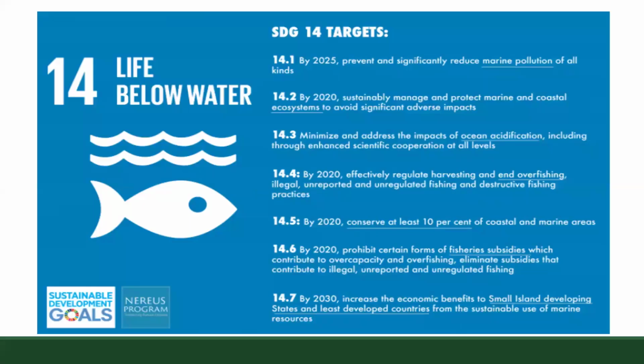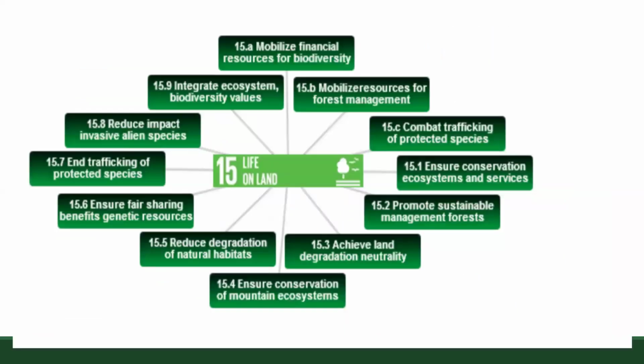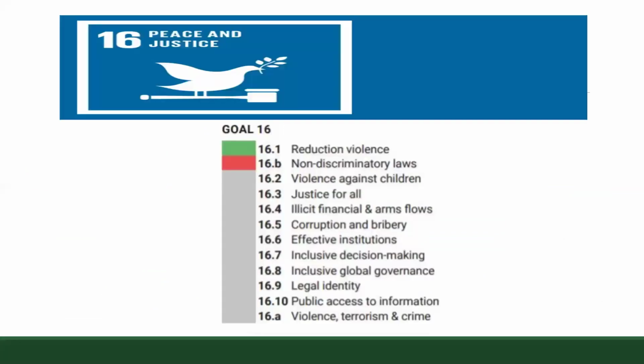Goal number 14 is life below water. The targets and indicators are mentioned. The sustainability of our oceans is under severe threat. This is a pictorial representation of the same. Goal number 15 is life on land. The targets and indicators of the same are mentioned. Goal number 16 is peace and justice. The targets and indicators of the same are mentioned.